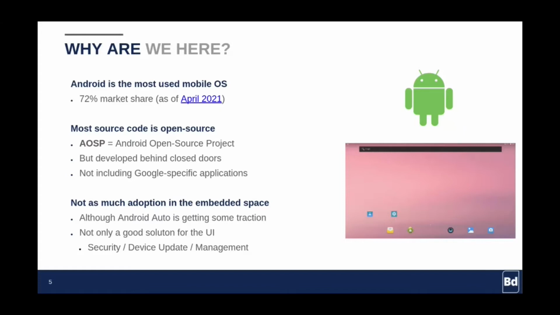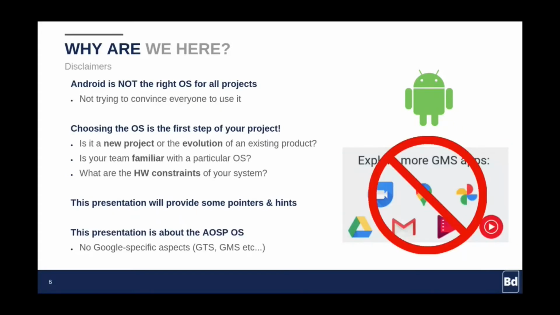Also, a few disclaimers. I'm not trying to convince everyone in this session that Android is the right OS for every embedded project. It is not. Here I'm trying to show the benefits of using Android and when you should definitely not use Android. It's important to say that, because choosing the OS for your project is the main task at the beginning. And it depends on many different factors that could actually be a presentation on its own.